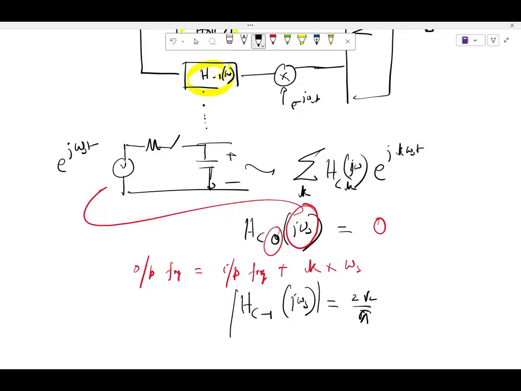Okay. If I say that, what will be HC0 at 0? What is the input frequency? 0, right? Input frequency is 0. What is the output frequency? 0. What will be the value?